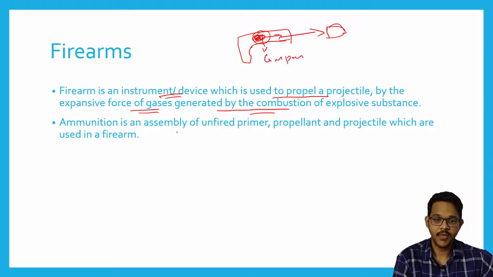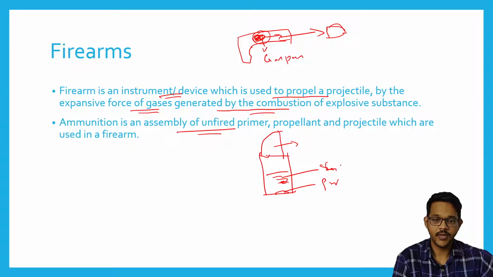Ammunition is the assembly of the unfired primer. Any cartridge consists of a primer, which is the ignition point, then the propellant, which mainly consists of gunpowder, and the projectile per se. The projectile may be a bullet or shotgun pellets; it may differ. So that is the study of ammunition. A firearm is an instrument which propels a projectile. Ammunition is the assembly of unfired primer, propellant, and projectile.